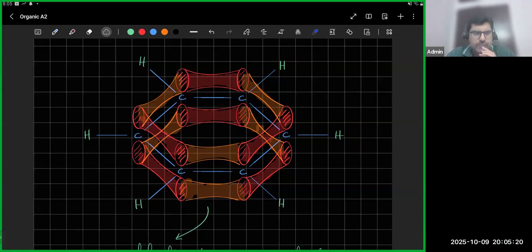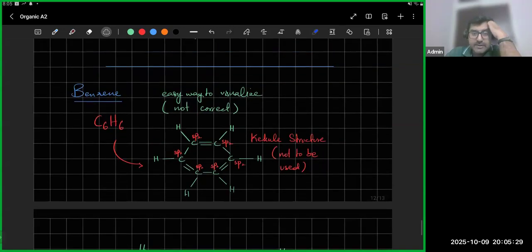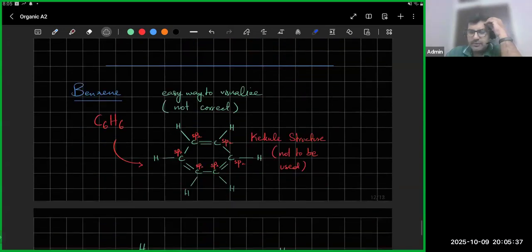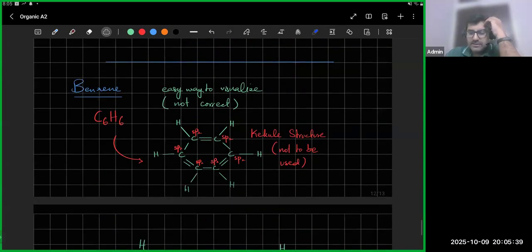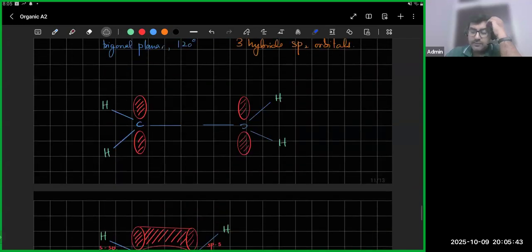अच्छा, this was what we did last time. ये हमने किया था कि this was the structure of benzene. It was a bunch of alternating double bonds, C6H6, ठीक है? But remember, I told you not to use this representation. What happened was that carbon was sp2 hybridized. Just a quick recap. ठीक है?